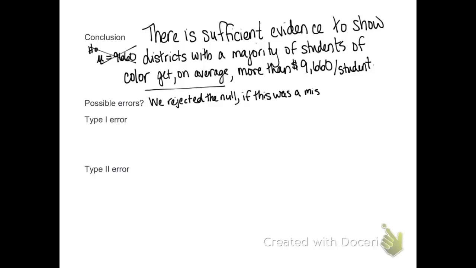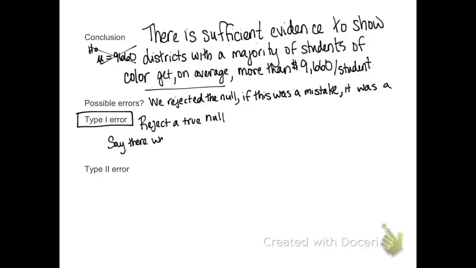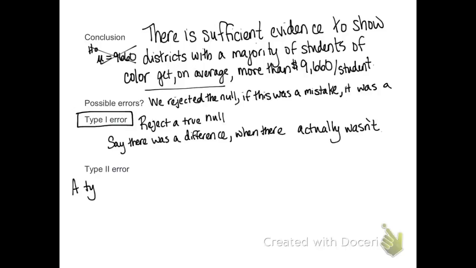Okay, so if we rejected the null and we made an error, if this was a mistake, it was a type 1 error. If it was a mistake, we might have rejected a true null. So in this case, we would say that there was a difference. Actually, sorry, that there was a greater than. It's not a difference; it's that the mean for the districts with students of color was greater than 9,660 when it actually wasn't.